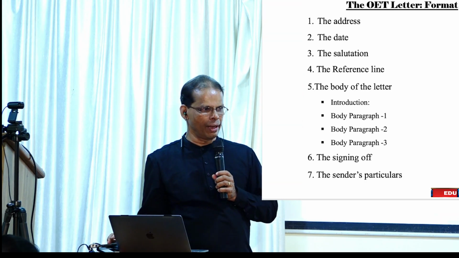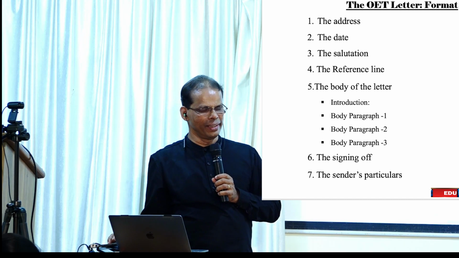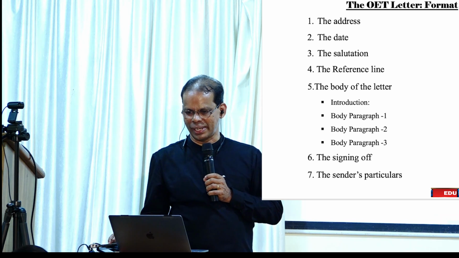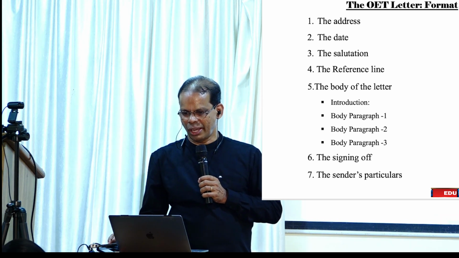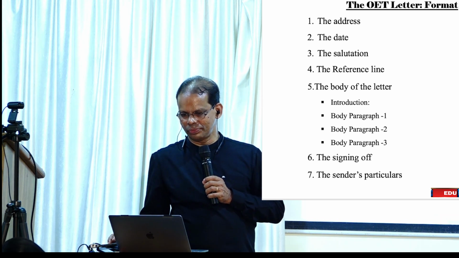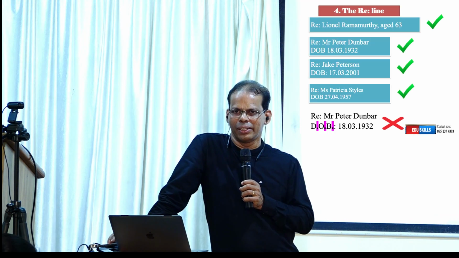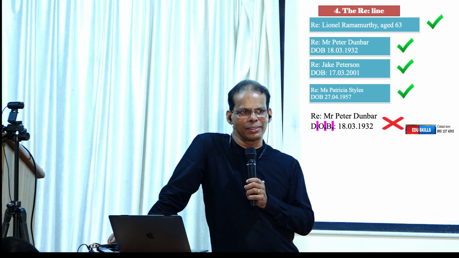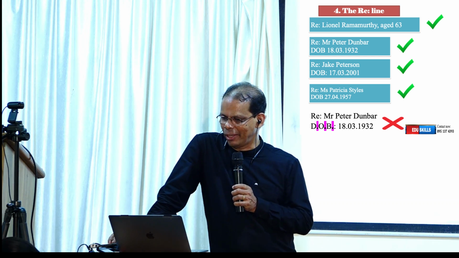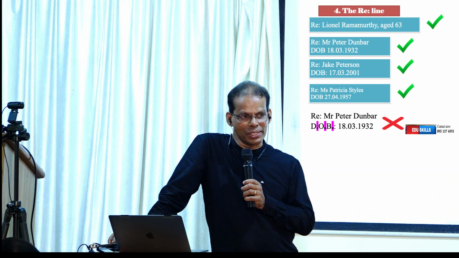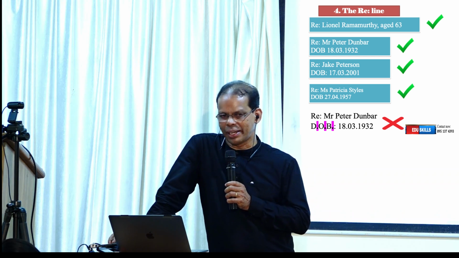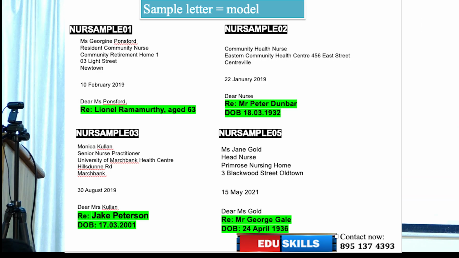Then re line or reference. Next one is the 4th one, right? 4th one, reference. You have to write the name, then DOB. What is the format to be written? The model letters give this format. Re, full name, okay? First name and surname, full name. Then DOB. There is no full stop in DOB. And that is the final reference for you.